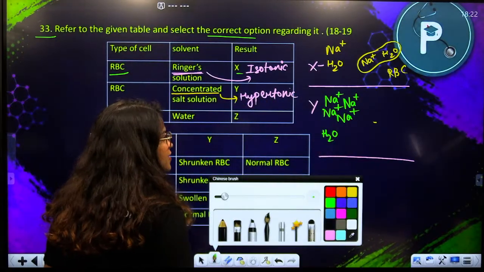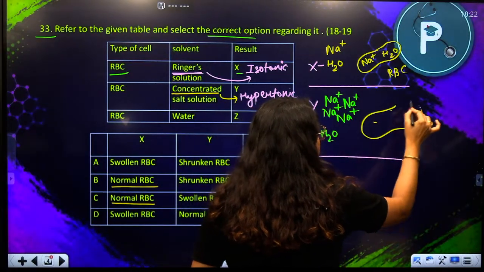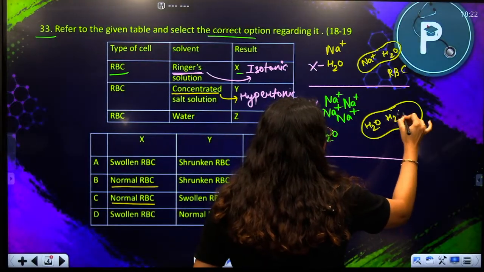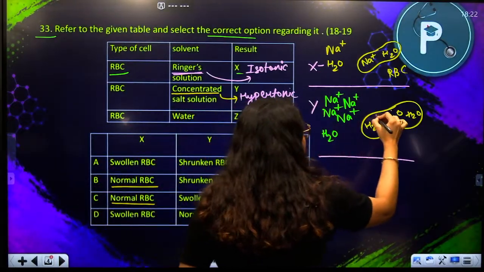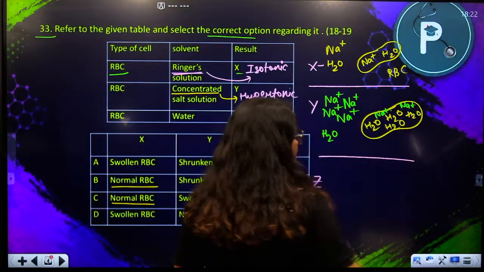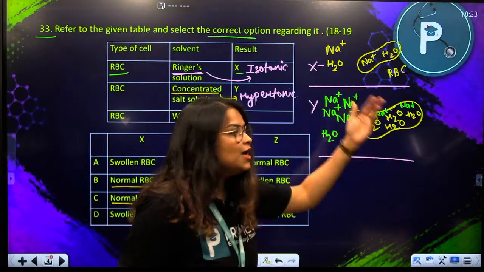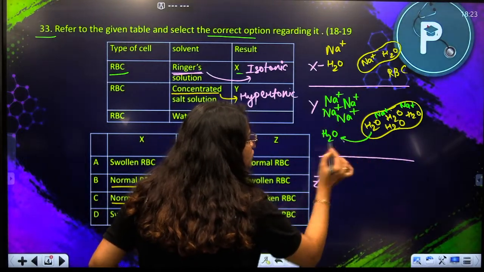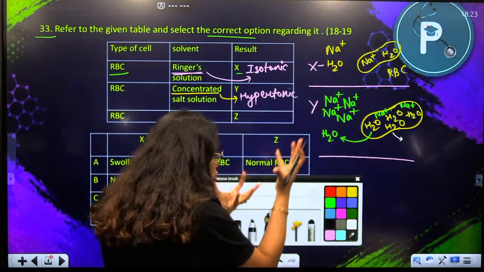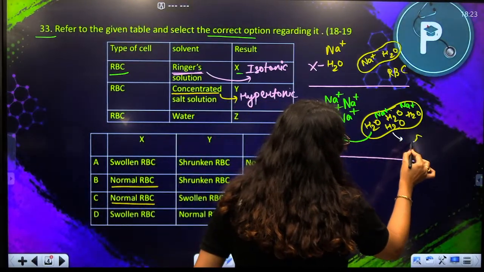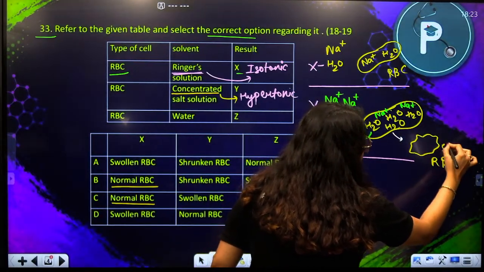So what would happen in this case as compared to the RBC? RBC would have more H2O than the outer solution. Inside the RBC, the Na plus salt concentration would be normal. Because the solution is hypertonic to the RBC, the water molecules would move out. As the water moves out, the RBC would lose water and the RBC would shrink.